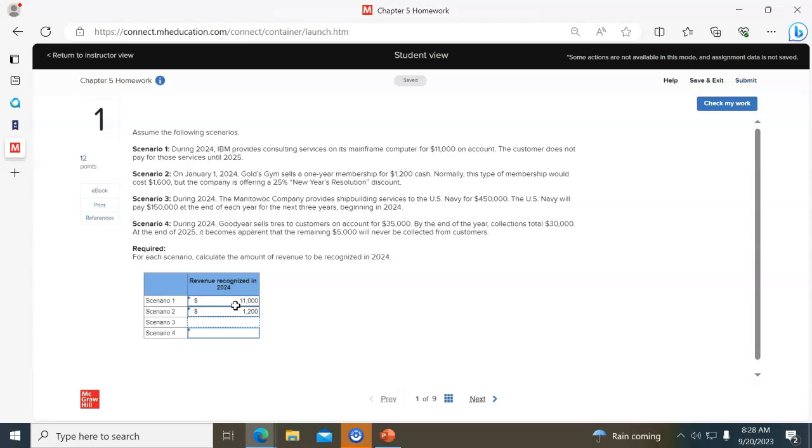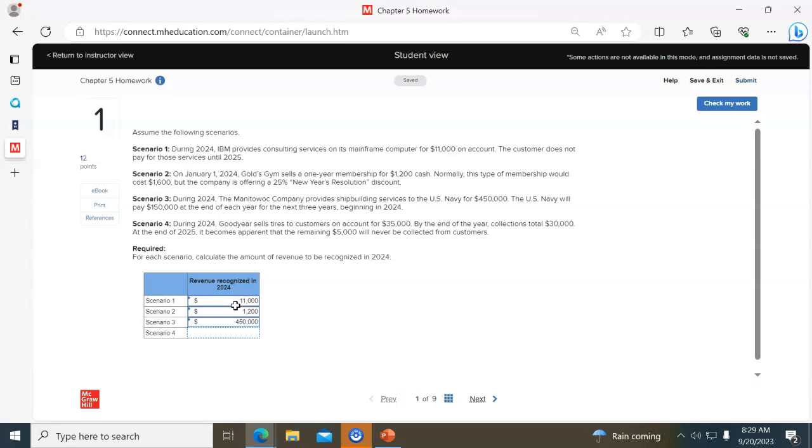Next one. During 2024, the Manawak Company provides shipbuilding services to the U.S. Navy for $450,000. The U.S. Navy will pay $150,000 at the end of the year for the next 3 years, beginning in 2024. How much? 450? Are you sure? Yes.